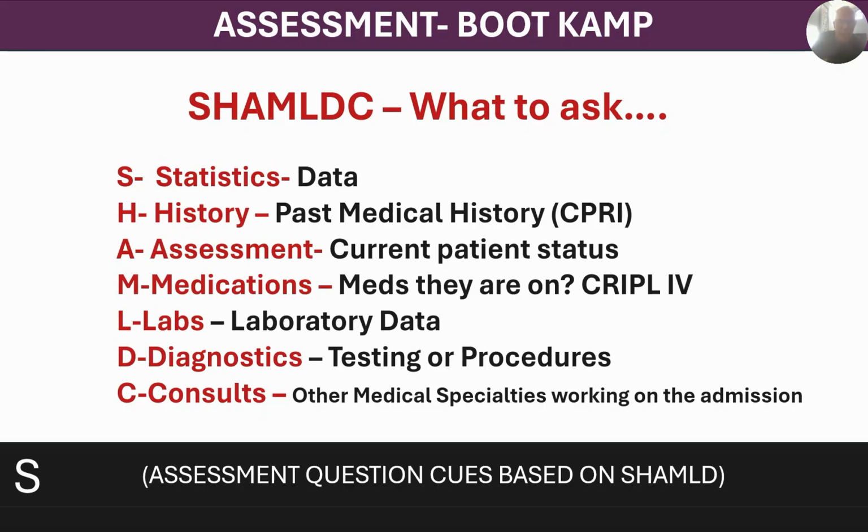H is their past medical history. That's broken down into CPRI. That's cardiac, pulmonary, renal, and infections. A is assessment. It's the current patient status. How have they been feeling? M is medications. What meds are they on? And that's called Cripple IV. We'll cover that when we get to that section. L is labs, laboratory data, blood work. And then D is diagnostic, like testing or procedures. And C is consults. Other medical specialties working with the patient on the admission, not the primary physician, somebody else.